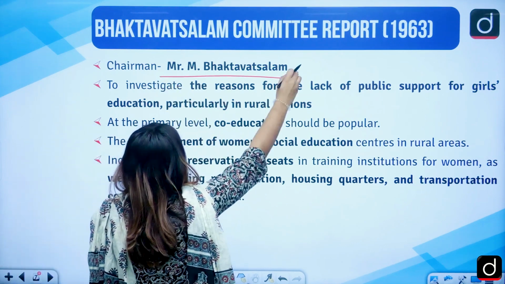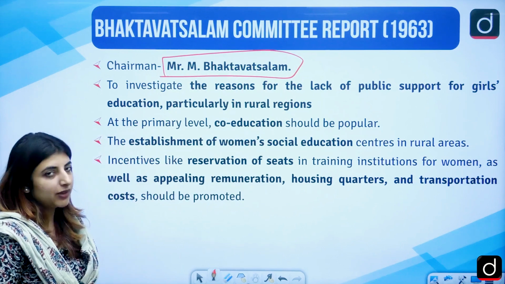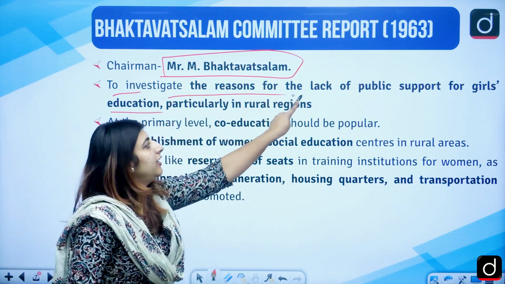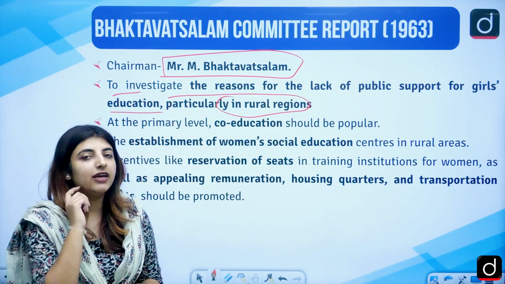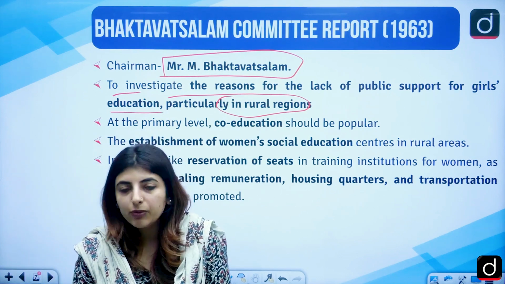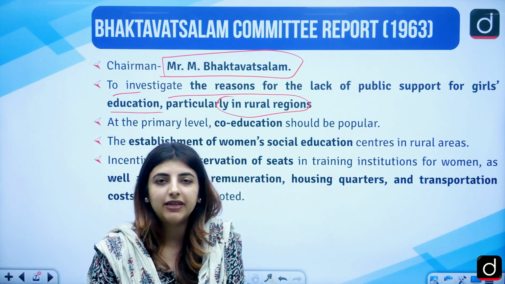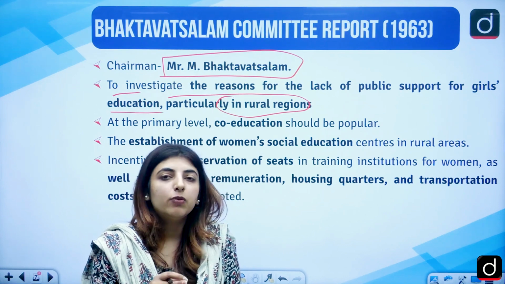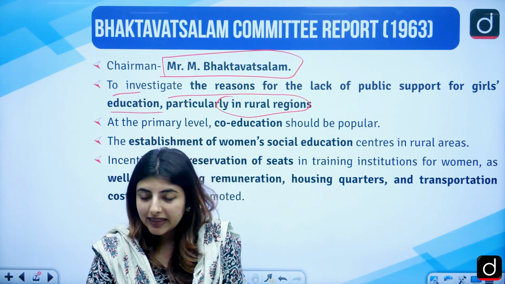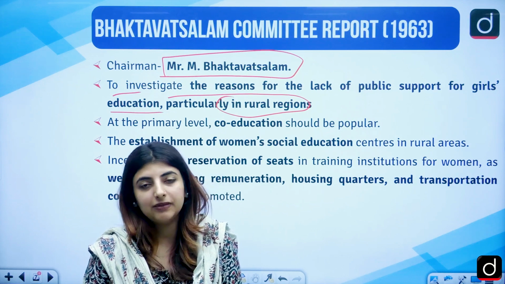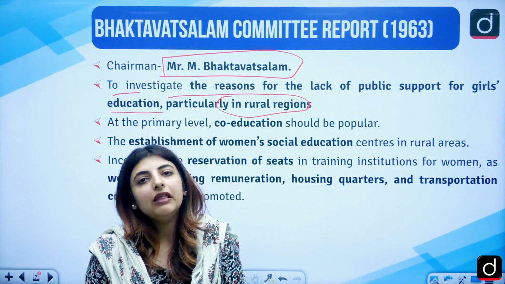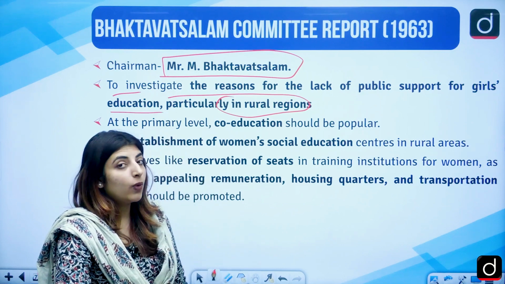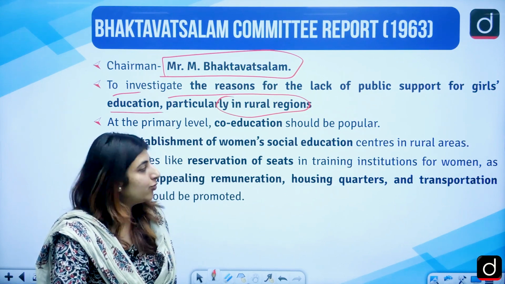So the chairman, coming back here, was Mr. M. Bhaktavatsalaam, to investigate the reasons for the lack of public support for girls' education, particularly in rural regions. Let me just tell you that there were national committees on women's education as well, introduced previously, the Hansa Mehta Committee, etc., which released their reports. So the Bhaktavatsalaam Committee was working forward on those very things, to see where females were lacking education, basically in the rural areas. It was focusing on the rural areas per se, on why girls are not provided with education.